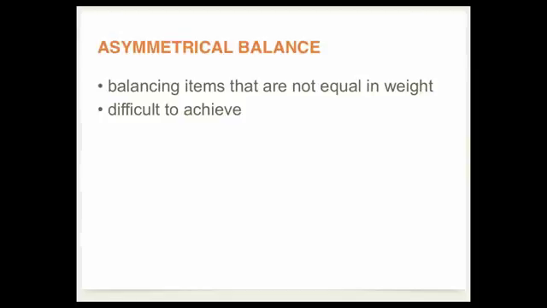Okay, let's move to asymmetrical balance. I always think this is kind of difficult to explain, but it's easy to see in examples. Asymmetrical balance occurs when visual stability is achieved by balancing items that are not equal in weight. I really do think it's difficult to achieve, and you have to be an advanced designer in order to get it to work.